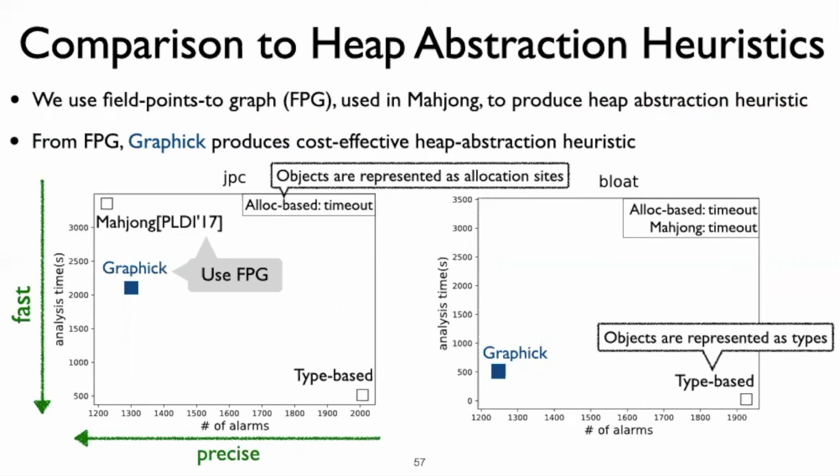To show the generality of our technique, we also applied Graphick to generate a heap abstraction heuristic. We used the field points-to graph Mahjong uses. Compared to Mahjong, Graphick shows better scalability with some loss of precision. For the program bloat, Graphick successfully analyzed it, while Mahjong failed within 3 hours.